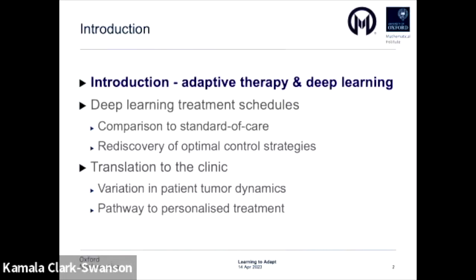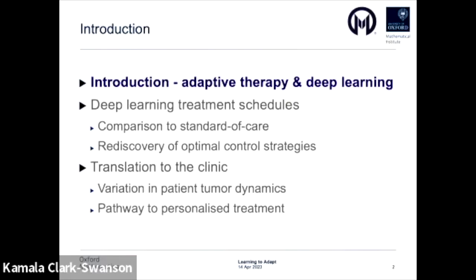I'm going to start by giving a brief recap of adaptive therapy, as I'm sure by now everyone here is very familiar with what that is. I'll also talk a little bit about deep learning and the virtual patient model that we use in this project to generate the synthetic data that we need to use deep learning in this context. Then I'm going to compare our deep learning framework to the clinical standard of care and show that we can actually outperform the clinical standard of care, as well as conventional adaptive strategies, using this deep learning framework.